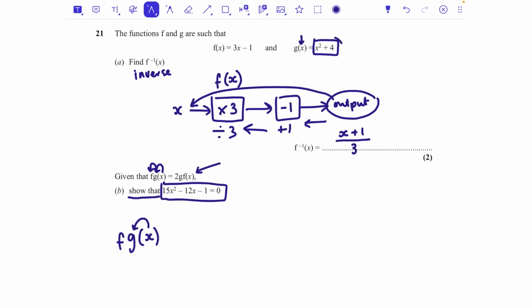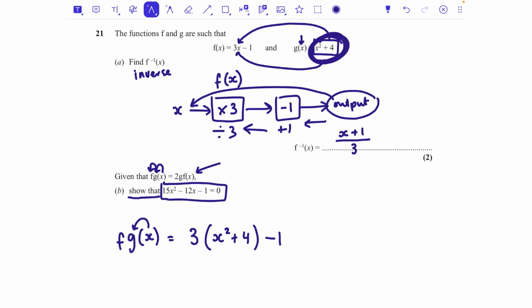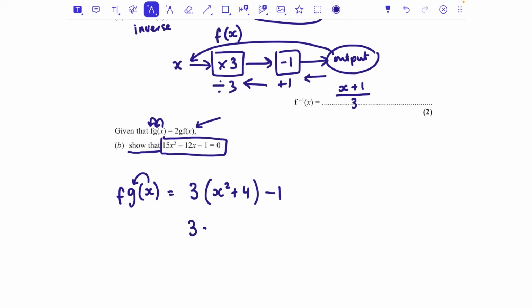I now need to take that x squared add 4 and put that into f. So this is 3 lots of x squared add 4, take away 1. I'm using this as my input and I'm putting it in here. So I'm timesing it by 3 and taking away 1. Okay, so timesing that out is 3x squared add 12 minus 1. So that's 3x squared add 11. Lovely.